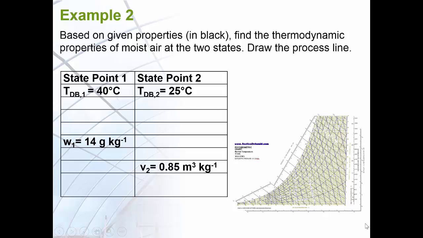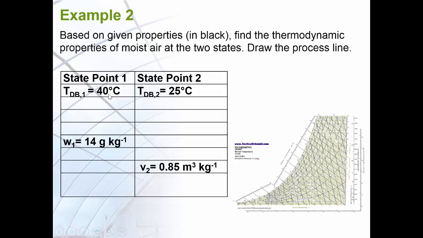Let's look at another example here. In this example, we are given two thermodynamic state points with two different thermodynamic properties of each state, and the given values are represented by the values in black color here. We are asked to determine thermodynamic properties of moist air at the two different states, and then we will determine the process line using the psychrometric chart.